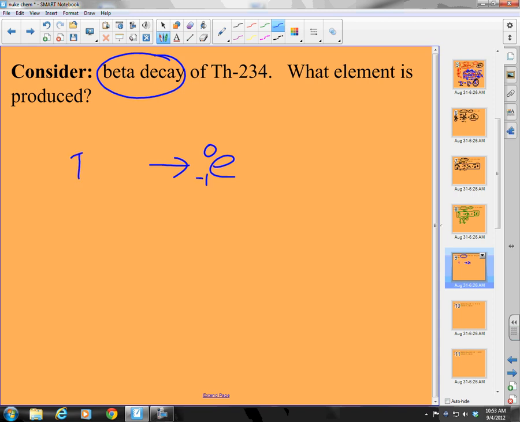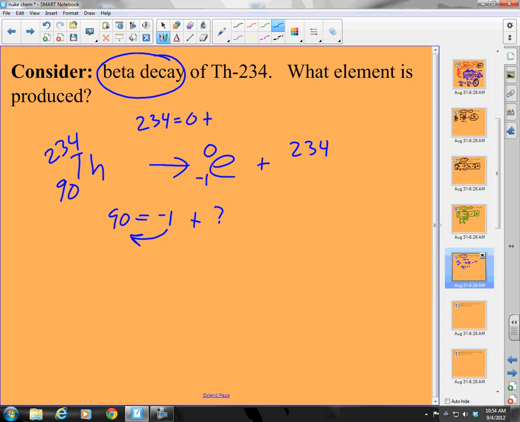What do I start with? Thorium-234. I look in the periodic table. Thorium is 90. So 234 is equal to 0 plus what? 234. 90 is equal to -1 plus what? 91. And so that is what? Pa? Yeah, how many of you think that is Pennsylvanium-234? Well, that would be wrong. Pa is not Pennsylvanium. Pa is protactinium. And so what element is produced? Protactinium-234. Great.